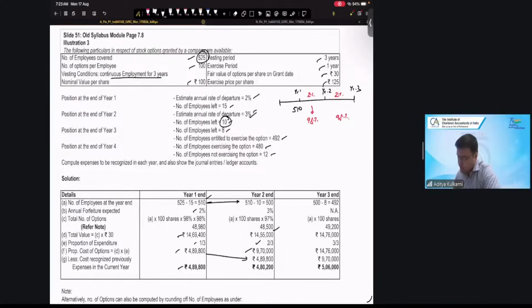What is recognized? 489,800, 4 lakh 80,200 is what is your expense to be recognized in the current year. Any doubts? Any doubts in this? Yes, Manish.